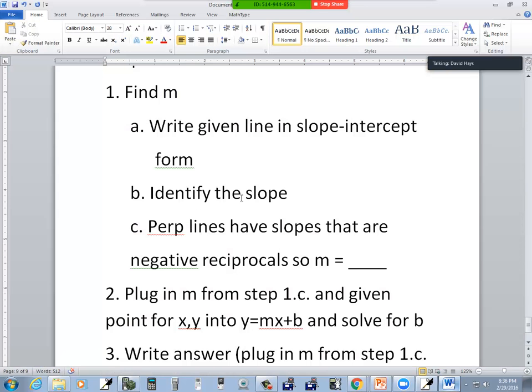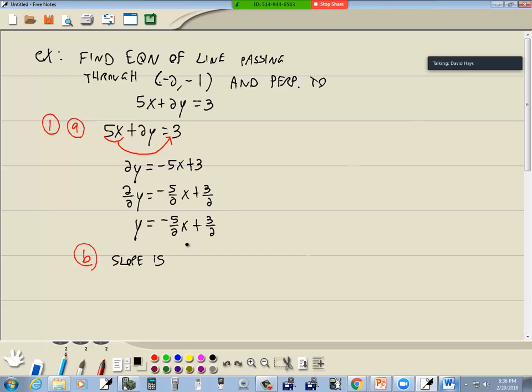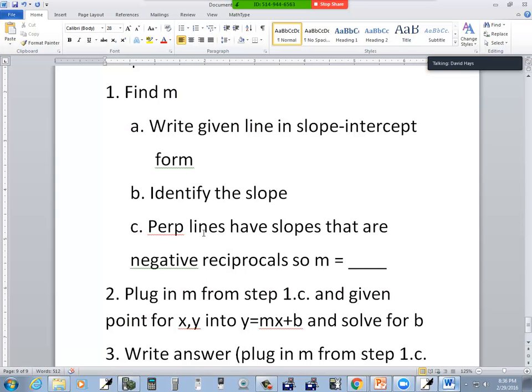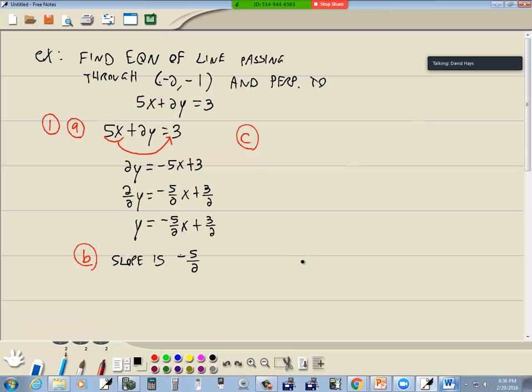Now B, identify the slope. The reason why we put it in slope-intercept form is we can easily identify where the slope is. Slope is equal to negative 5/2. It'll always be whatever number's in front of your x. Now C, perpendicular lines have slopes that are negative reciprocals, so m is equal to, let's see what a negative reciprocal is.